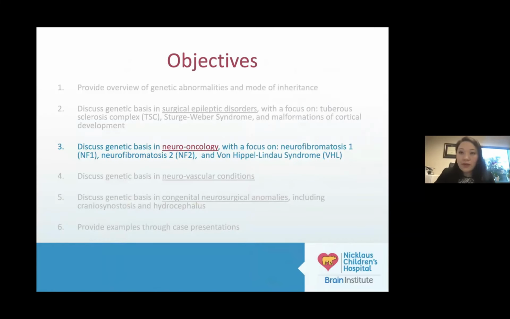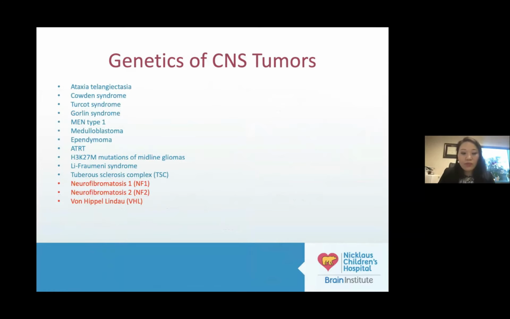Moving on to another completely different subspecialty of pediatric neurosurgery, oncology. Lots of different genetic syndromes and conditions have an underlying genetic abnormality. I don't have the opportunity to go through all of them, but what I wanted to focus on today are neurofibromatosis 1, neurofibromatosis 2, and von Hippel-Lindau, alongside the molecular subgroups of medulloblastoma, ependymoma, ATRT, and midline gliomas, which are some of the most common things that you'll see.